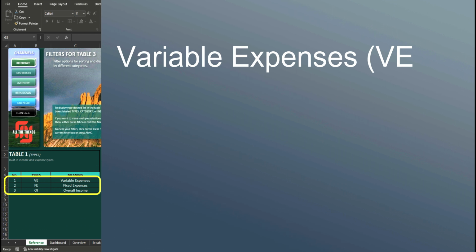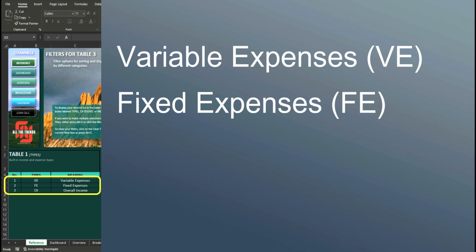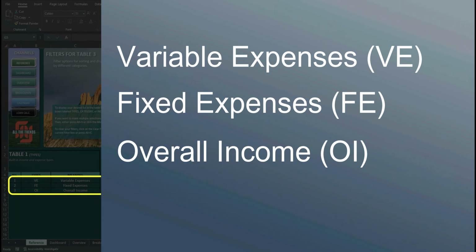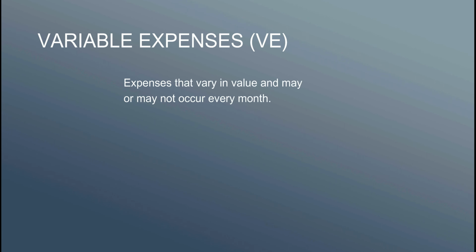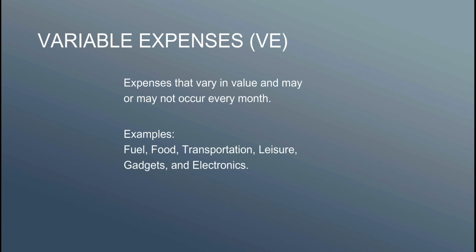1. Variable expenses. 2. Fixed expenses. 3. Overall income. Let's begin with the first type of expense, which is variable expenses, also known as VE. These expenses may vary in value and may or may not occur every month. Examples of variable expenses include fuel, food, transportation, leisure, gadgets, and electronics, among others.